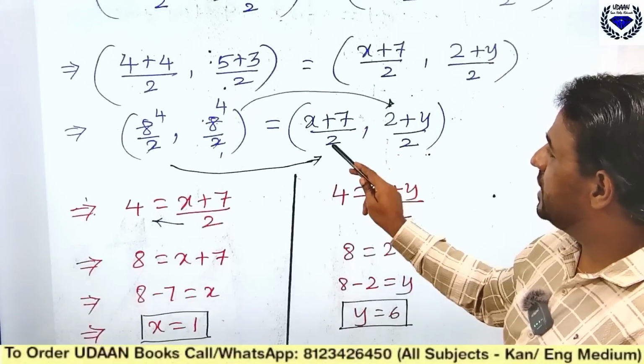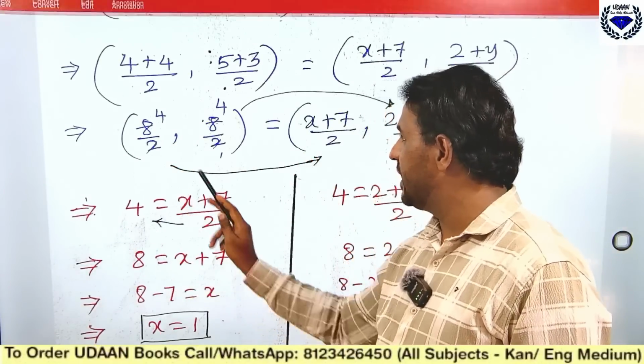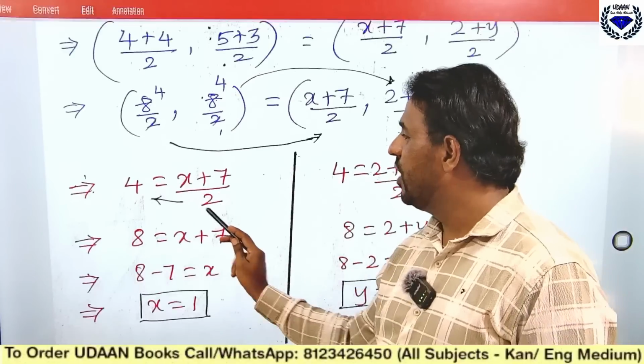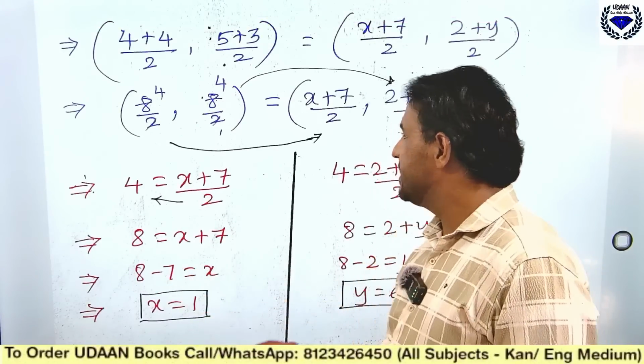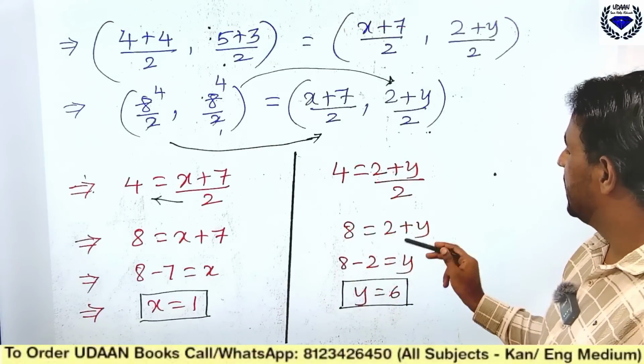Now what will happen is this first and this first are both x terms, so they will be equated. 4 is equal to (x plus 7) by 2, 4 2s are 8, transfer this, x is equal to 1. 4 is equal to (2 plus y) by 2, 4 2s are 8, so you will get what?